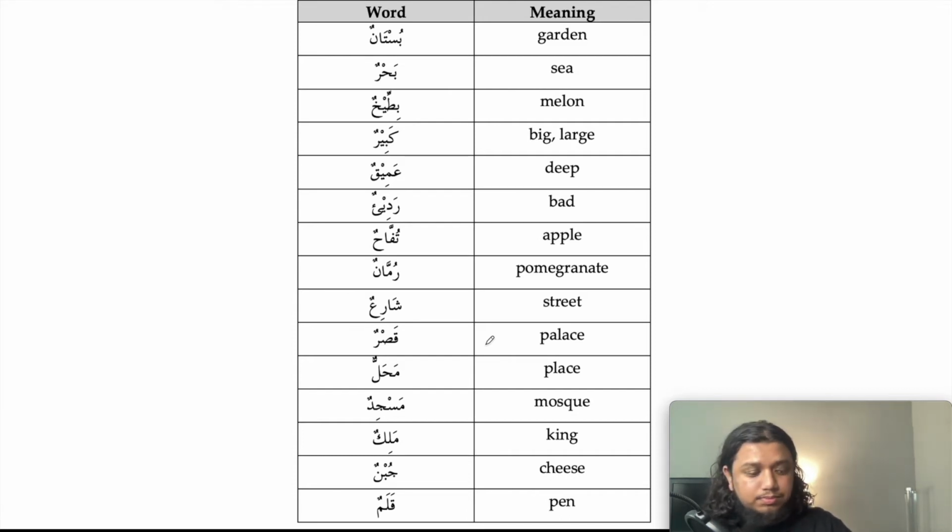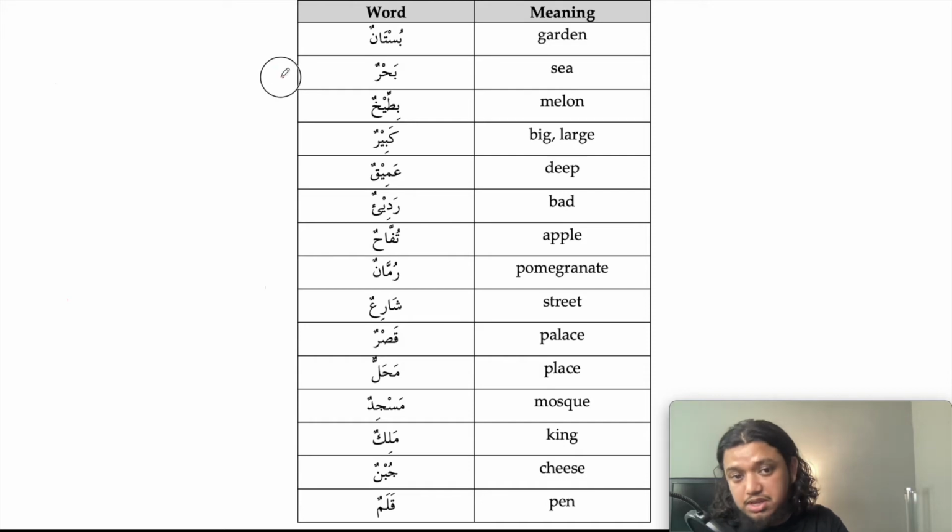As with last time, I will read the word and its meaning, but I also suggest that you pause the video and write these words down or learn them however you see fit. So first we have bustan, which means garden. Second we have bahr, which means sea. Bittikh means melon. Amiq means deep, as in something that is deep, such as the ocean.